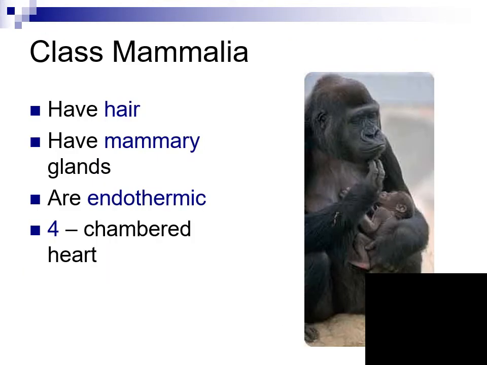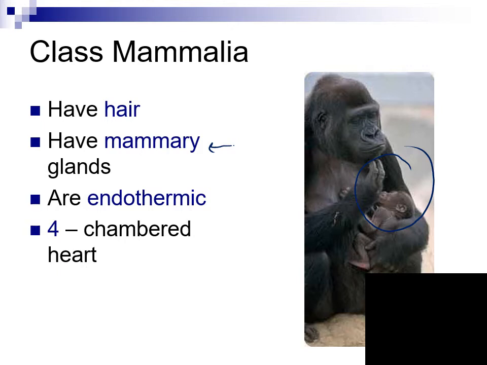Okay, so our last class, and this is going to be the highest level in terms of complexity, would be the mammals, class Mammalia. So the name comes from the fact that they have mammary glands. I showed a picture of a gorilla instead of a human for the mammary glands, but they have hair on their skin rather than feathers. So those two things are unique to the mammals.